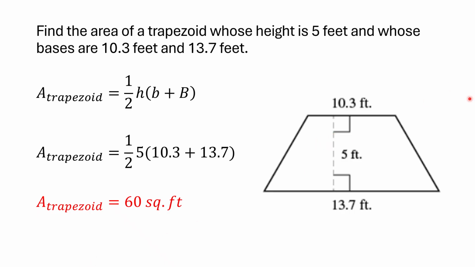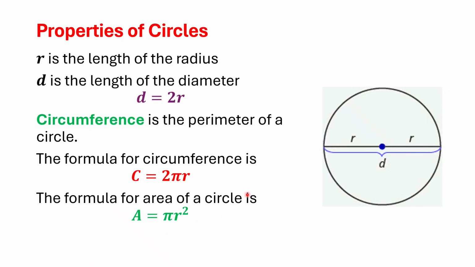Now let's move on to the properties of circle. We have the following. R, as you can see here, from the center of the circle to any point of the circle is what we call the radius, R. And from any point of the circle passing through the center to another point of the circle, this is what we call diameter. The relationship between radius and diameter is d is equal to twice the radius.